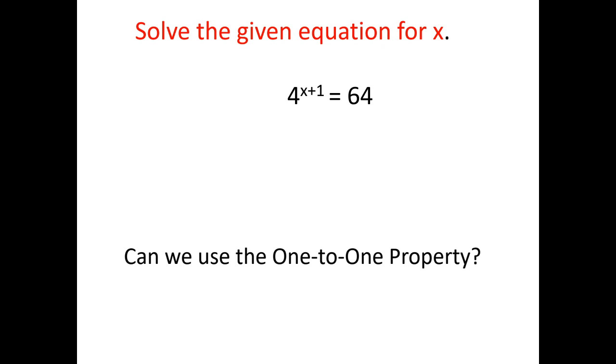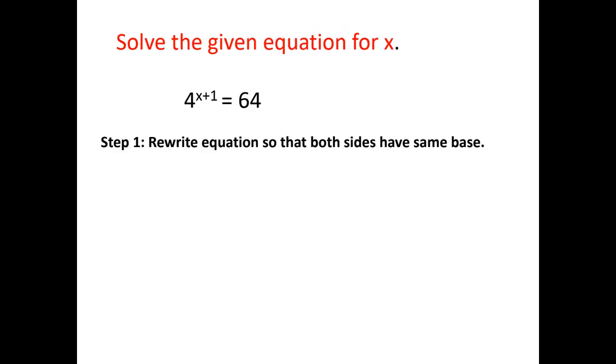Let's solve this equation. Now, can we use our one-to-one property? At first glance, you're saying to yourself, well, I have an exponent on the left. It has a base 4 and an exponent of x plus 1, but the right side is just a number. So I'm not sure. Well, the answer is we could. The way we can do this is by rewriting 64 so that it has a base. And we don't want just any base. In order for us to use our one-to-one property, it has to have the same base as the left side. So what I want to do is convert 64 into an exponent with a base 4. So let's see.